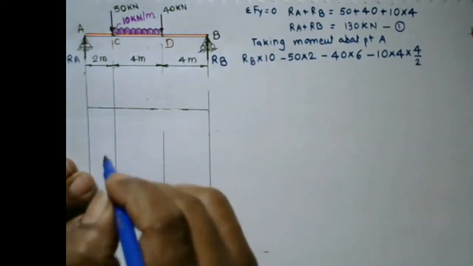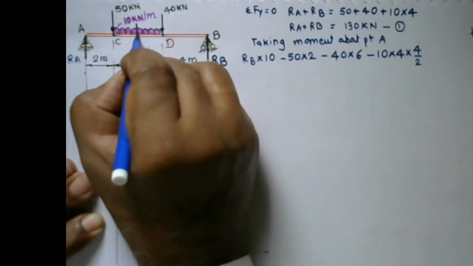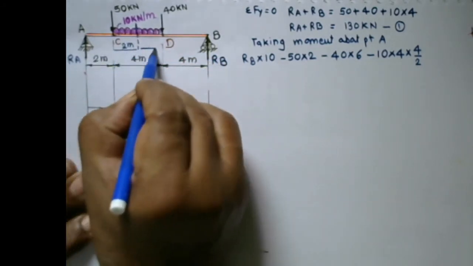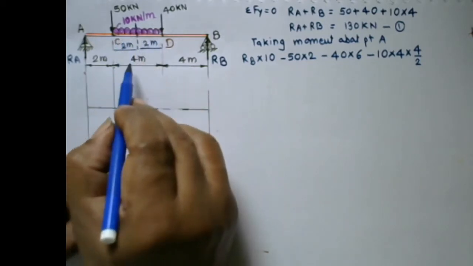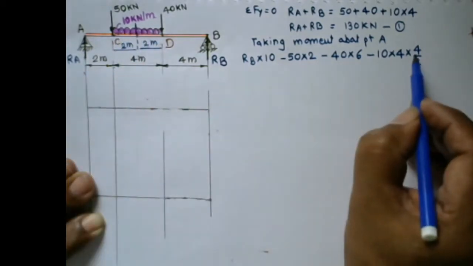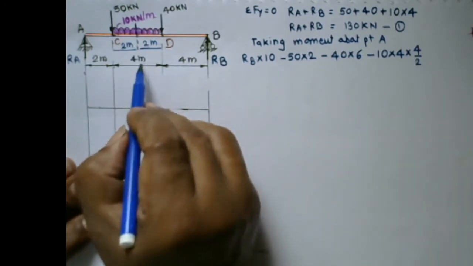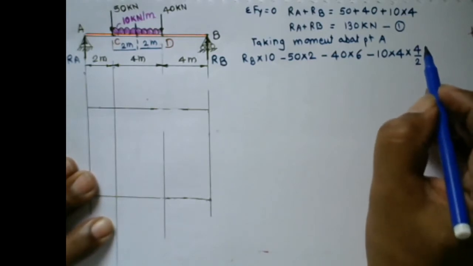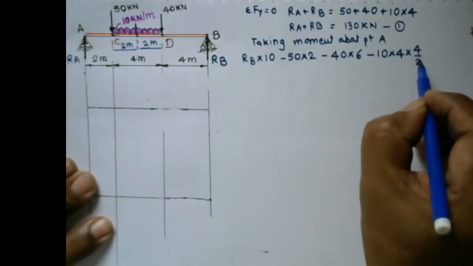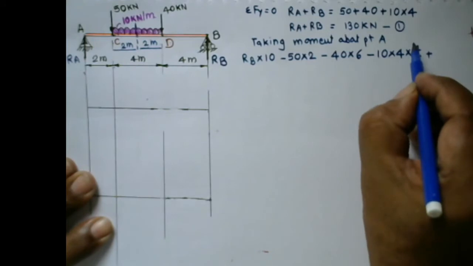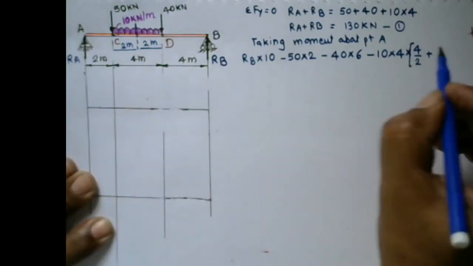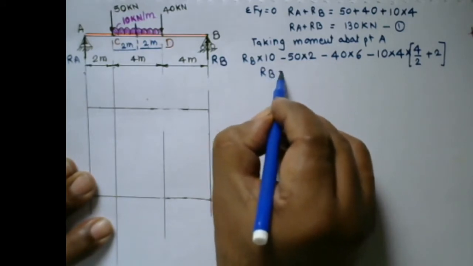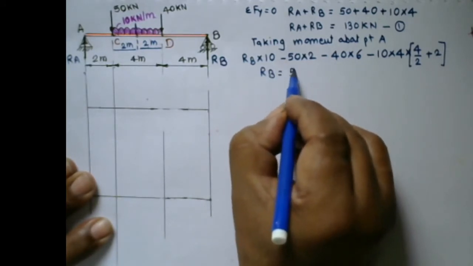So here 4 by 2, this will act on this side, so the dimensions become 2 meter, this 2 meter. That distance, 2 plus this 2, becomes 4, or you may write 4 by 2 plus this 2 meter. In that case you will get RB is equal to 50 kilonewton.